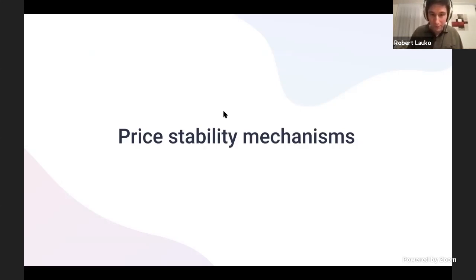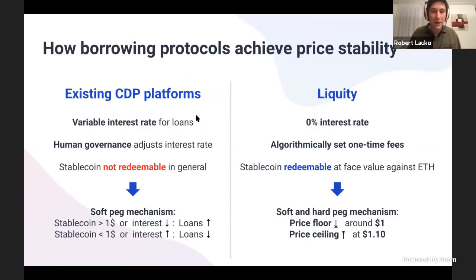Now I would like to cover another topic, which is also important, and this is how our system achieves price stability for its stablecoin. Again, here we do things a bit differently from existing systems. Those CDP platforms out there generally use variable interest rates, which are set by a human governance mechanism. This is a bit like a central bank, where you can modulate the attractiveness of the loans by setting an interest rate, so that you can contract or expand the money supply by making loans more or less attractive.